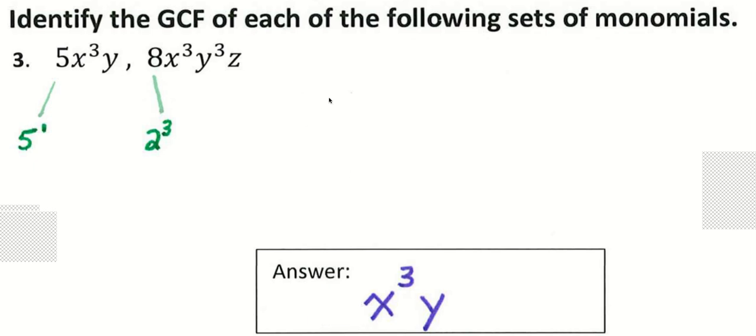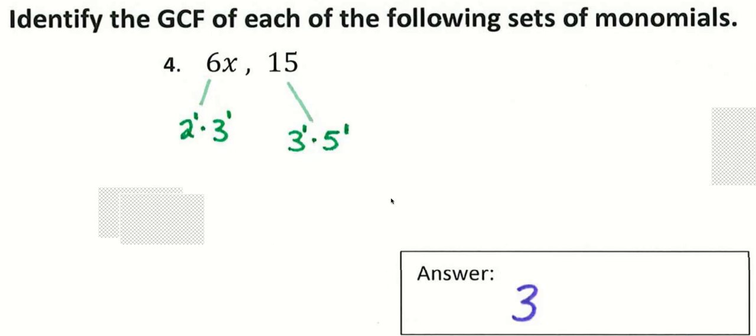And then another special emphasis on the z's. This one over here has z to the first. This one over here has no z at all. So what goes in the GCF? No z at all. Still GCF, so just 3. This one has an x. This one has no x at all. So remember, with GCF, the smaller power always goes into the overall GCF.